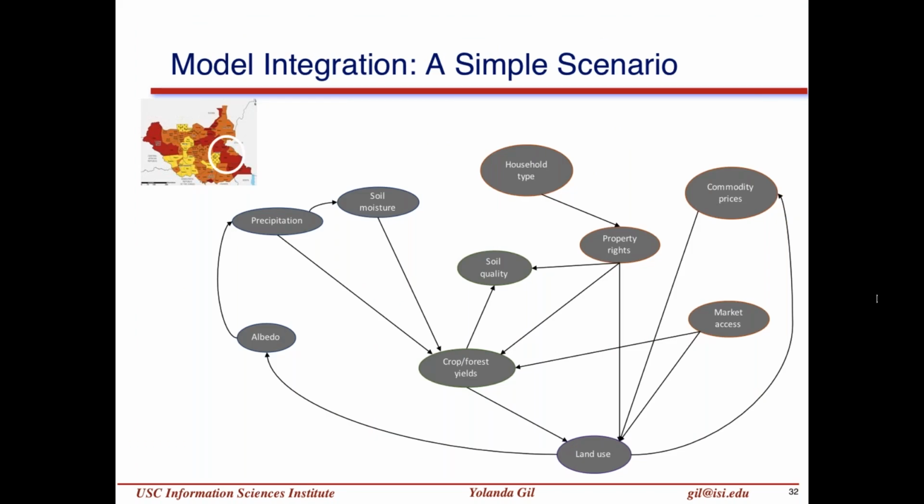So here's a simple scenario where you're looking at some particular area and you're trying to articulate in this graph the variables that are of interest. So you know that there's going to be precipitation affecting soil moisture, which will affect crop yields, which will be affected by the soil quality, the property rights as well, and all of this has impacts on land use. And the land use affects albedo, which will affect also future precipitation. So there's a number of variables that you're interested in understanding in this case.